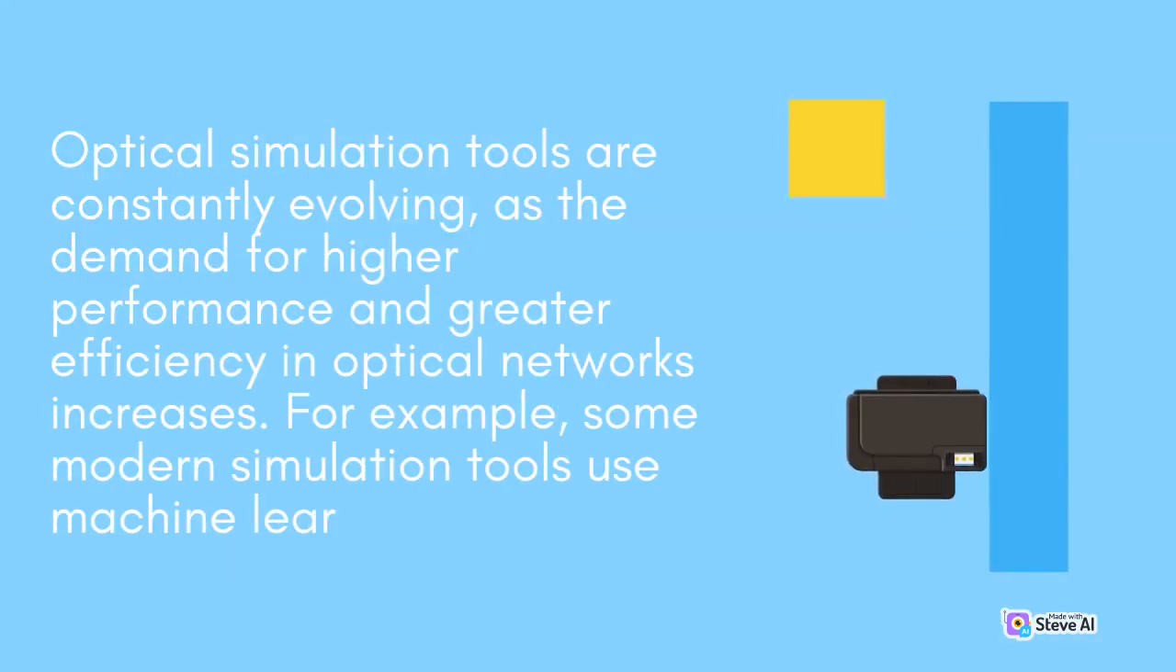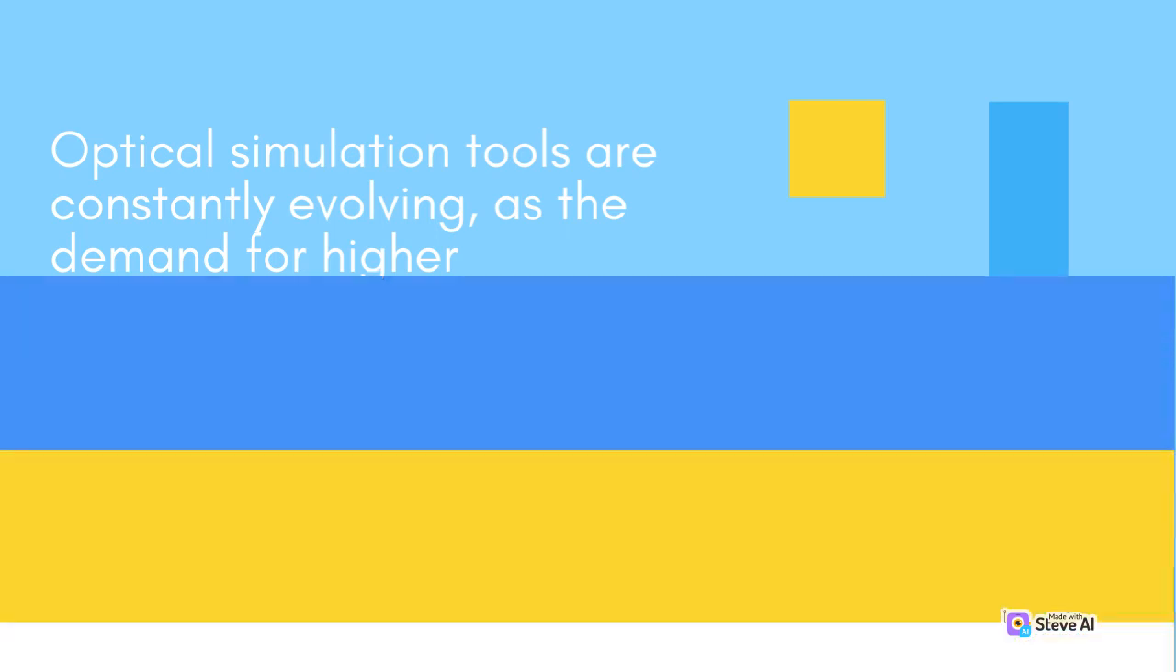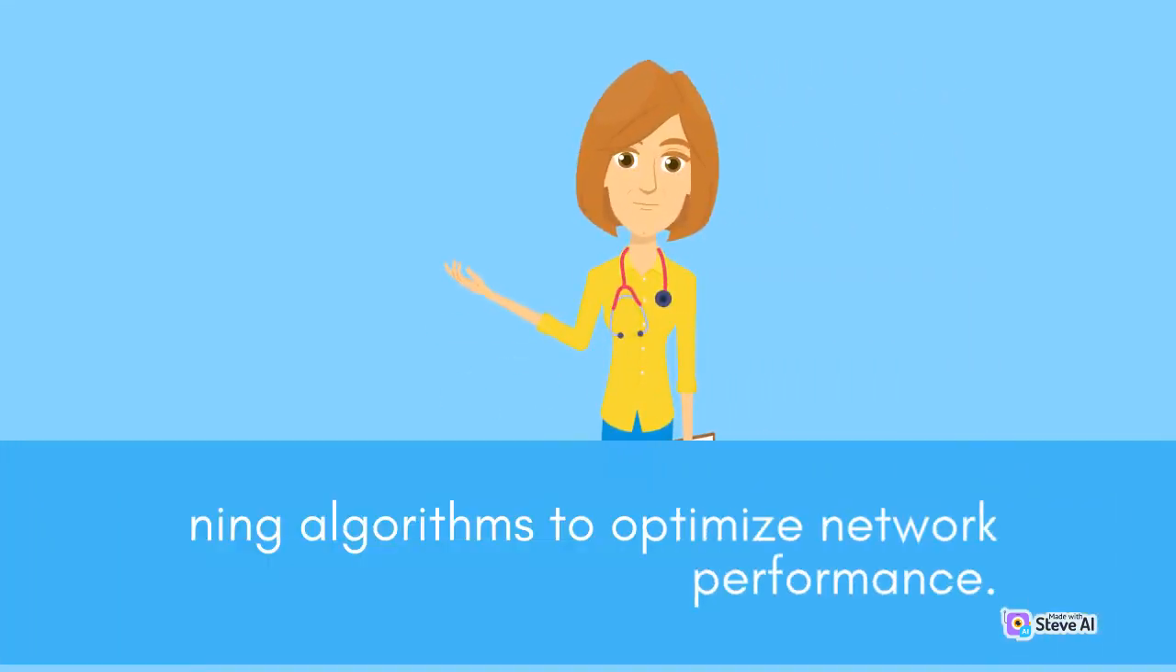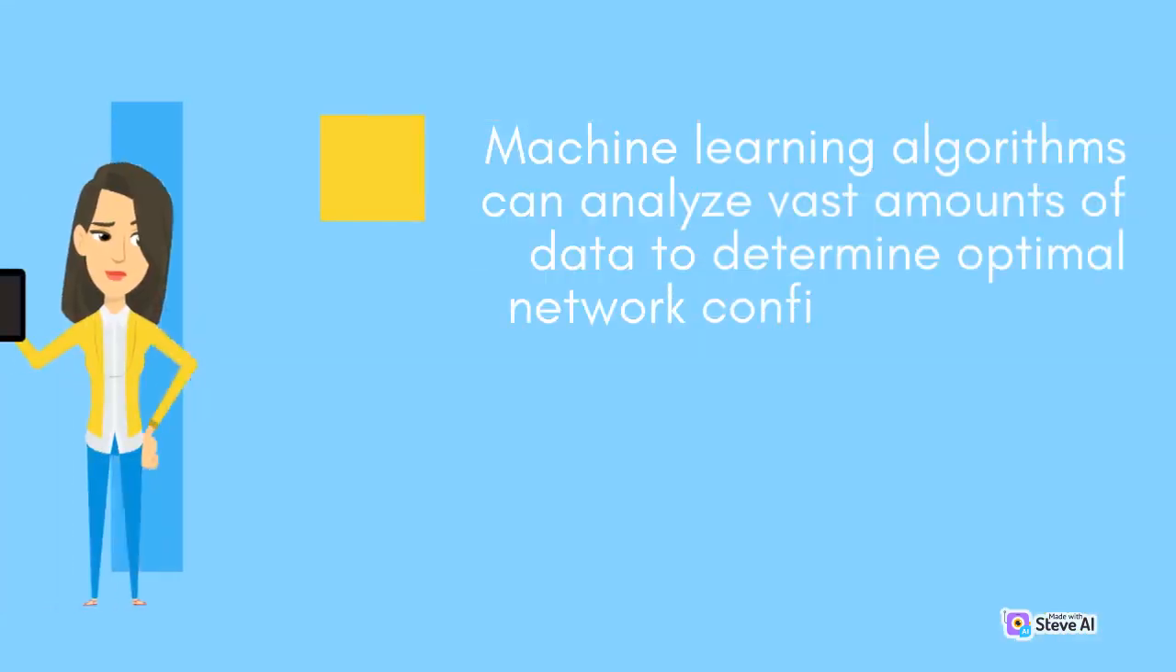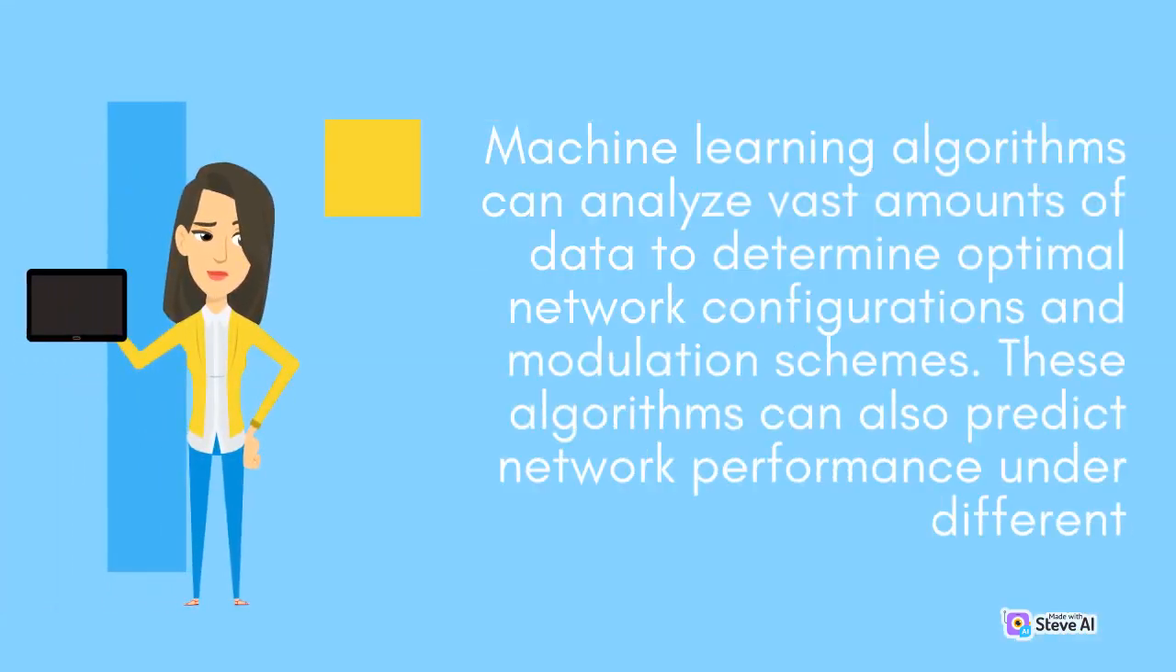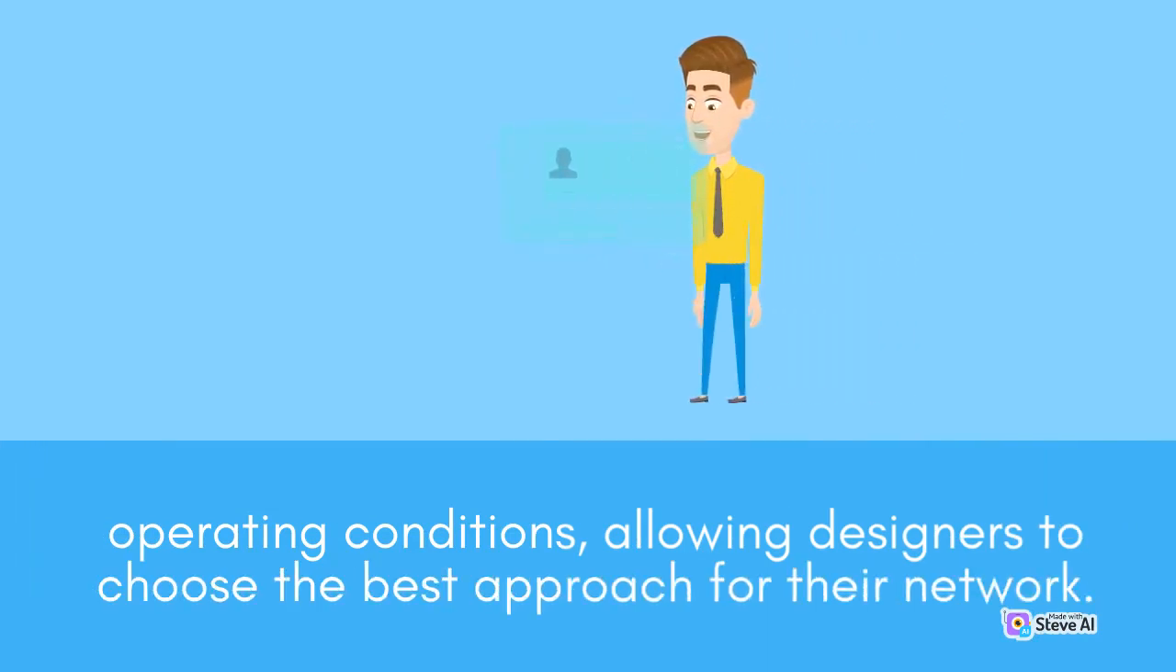Optical simulation tools are constantly evolving, as the demand for higher performance and greater efficiency in optical networks increases. For example, some modern simulation tools use machine learning algorithms to optimize network performance. Machine learning algorithms can analyze vast amounts of data to determine optimal network configurations and modulation schemes. These algorithms can also predict network performance under different operating conditions, allowing designers to choose the best approach for their network.